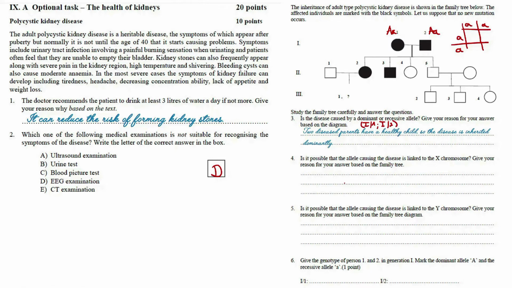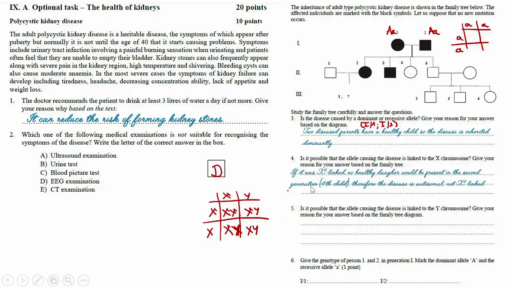Okay? Is it possible that the allele causing the disease is linked to the X chromosome? Give your reason for your answer based on the family tree. Okay, so what the exercise is asking us is the following. We would have this scenario, and if you complete this Punnett square, you can easily see that no healthy daughter would be present. But if we observe this family tree, we can see that here we have a healthy daughter. So the answer is no, the disease is autosomal, not X-linked, because we have a healthy daughter in the second generation.